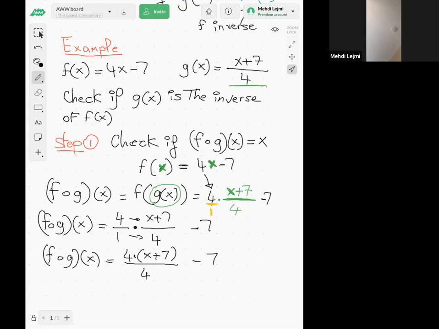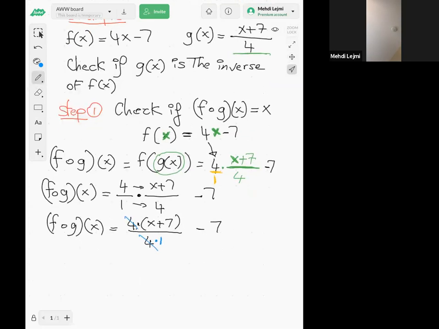Because I now have multiplication in the top, I can cancel out the 4. And of course, when you cancel out the 4 in the denominator, you are left with 1. It's not 0 in the denominator because this is like 4 times 1, right? So it's like x plus 7 over 1, which is x plus 7.